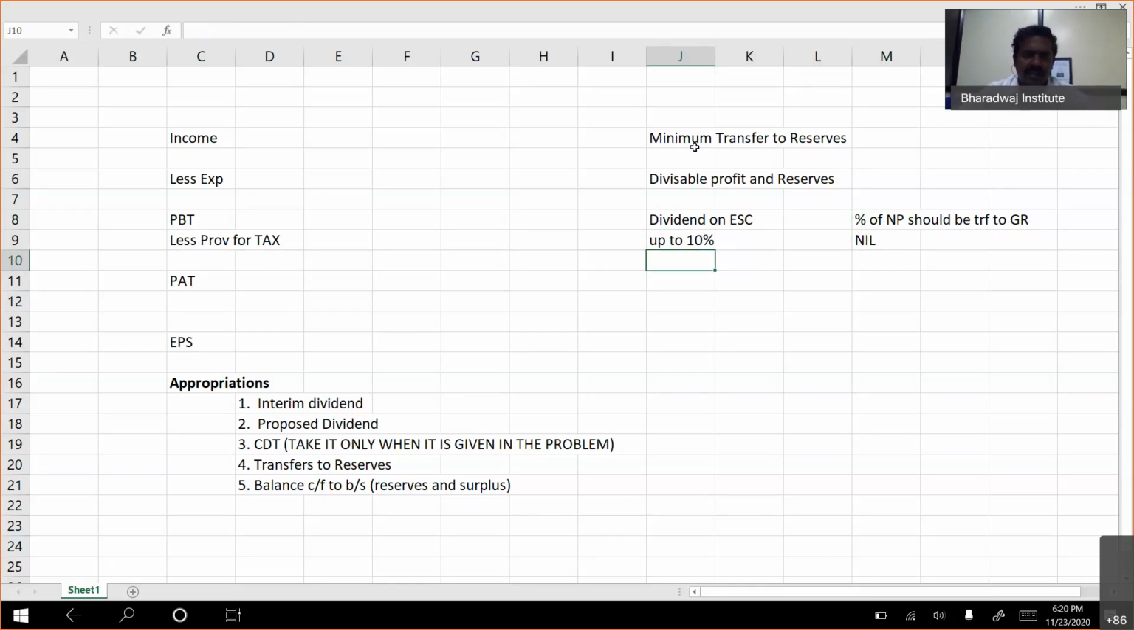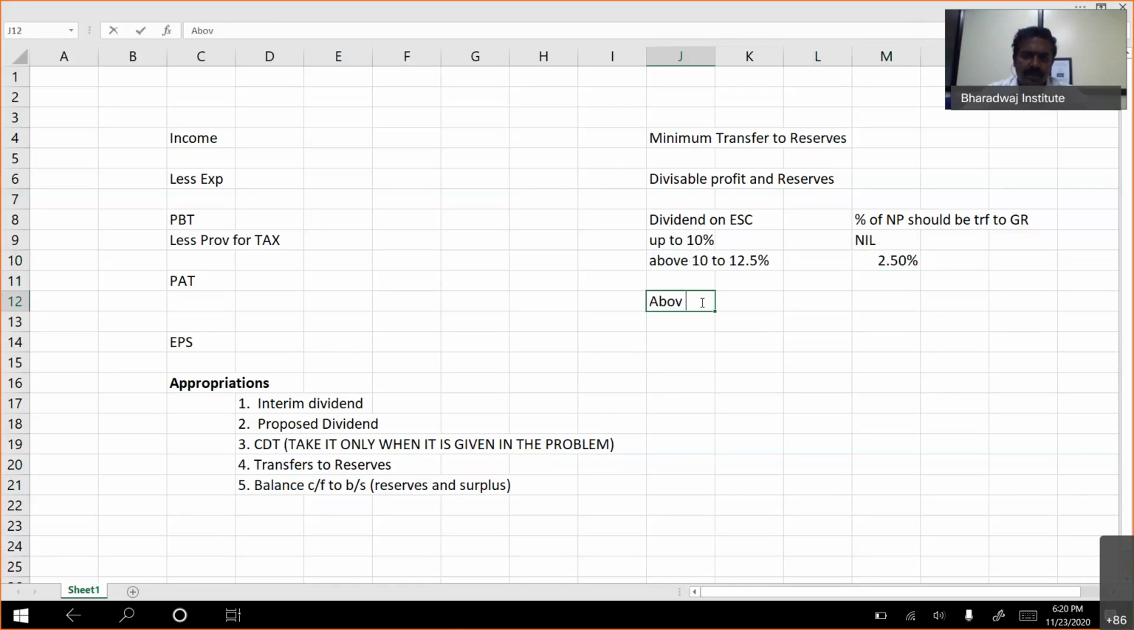The company is declaring 8%. As per law, you need not transfer anything. But if the company wants, they can transfer. Above 10 up to 12.5%, better to classify it that way, you have to transfer 2.5%. 2.5% of net profit should be transferred to general reserve.